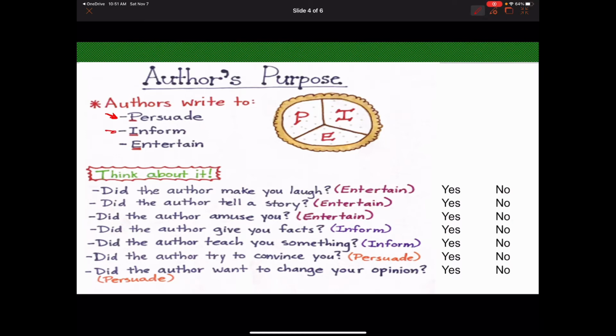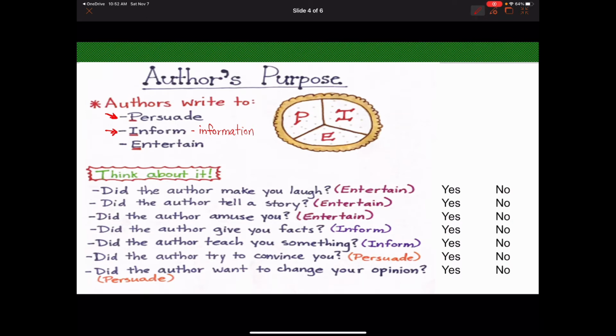Sometimes authors write to inform us. Inform means to give information or facts. This is nonfiction text. Nonfiction, remember, tells us about real things.